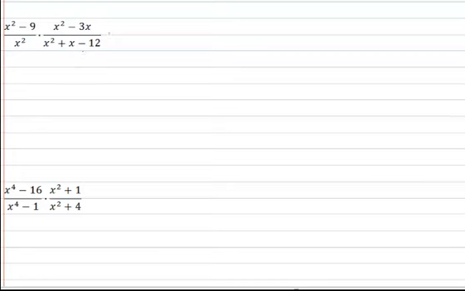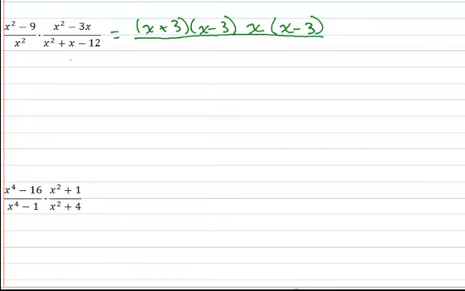Go ahead and factor the difference of perfect squares. The next numerator has a GCF. We factor that out. And then we look at the denominator. Well, the denominator is x times x. I'll go ahead and write that out. And then this trinomial with a leading coefficient of 1.